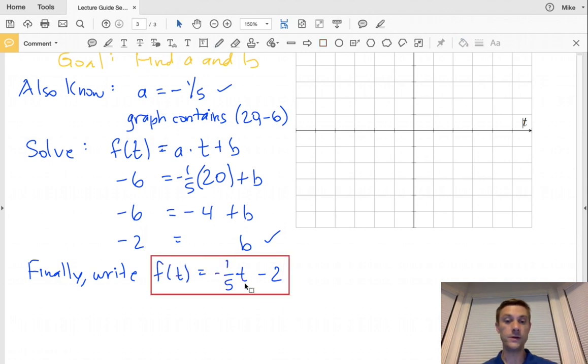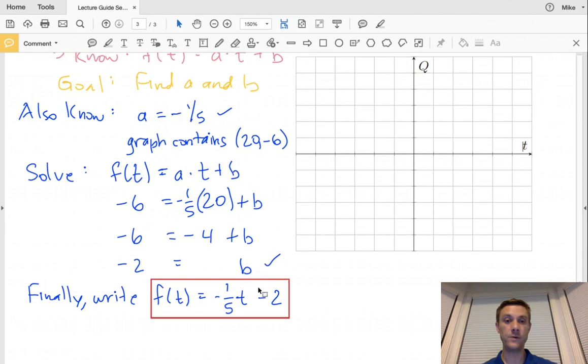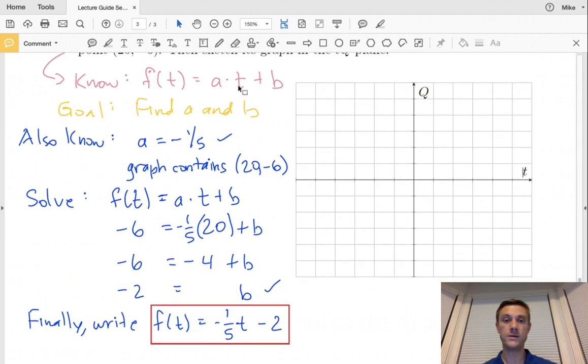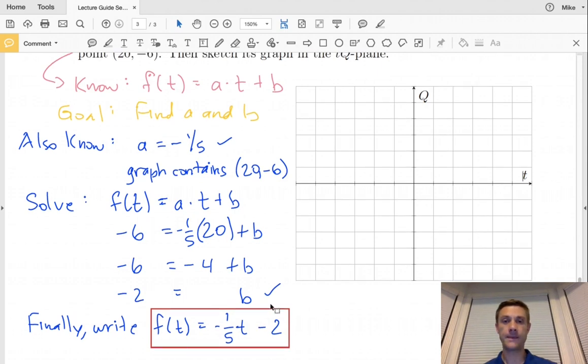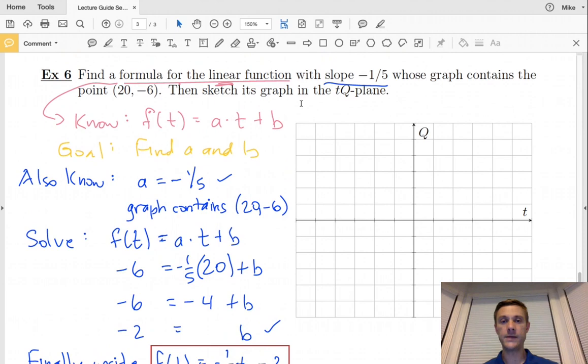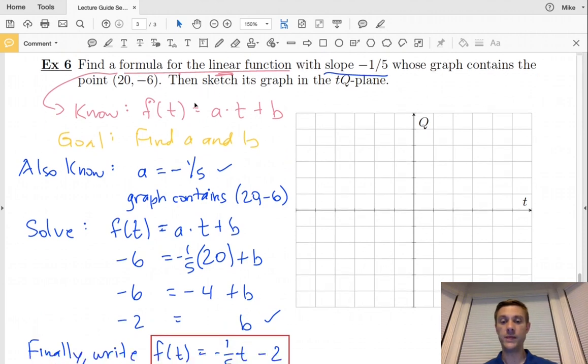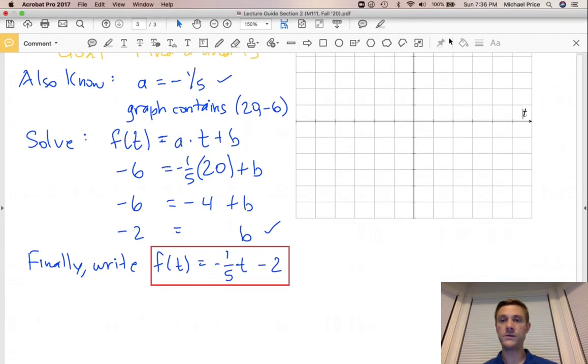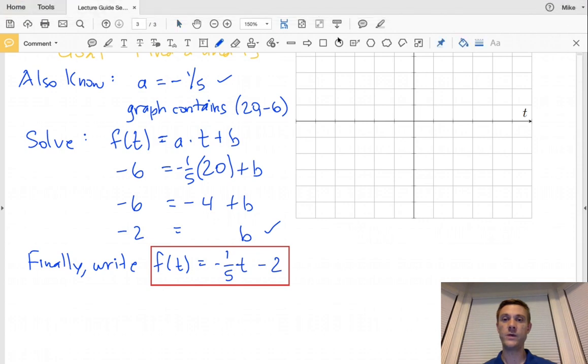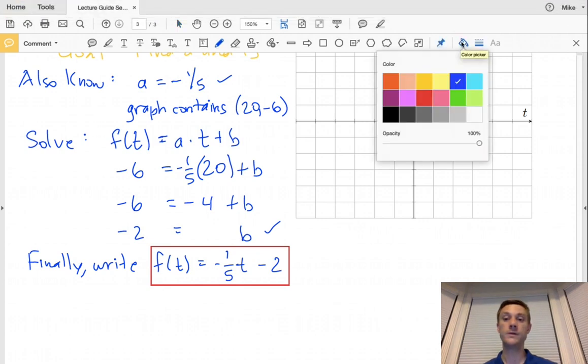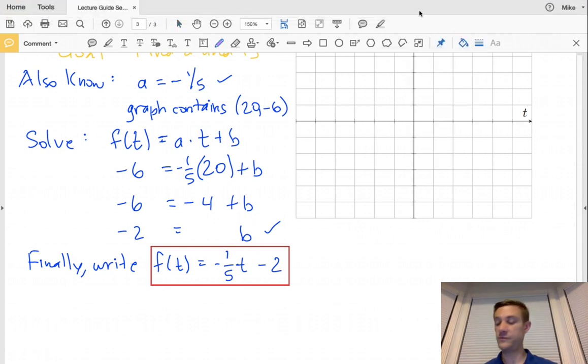And so there's our linear function, which is great. And it does have the right form. It looks like it is a constant times variable plus some other constant. Here it's plus -2, but still, that counts. And then if we're supposed to sketch a graph of this thing in the TQ plane, one thing to notice from this is that t equals 0 is always a great spot. If that is defined for a function, that's a great place to start thinking about the graph.